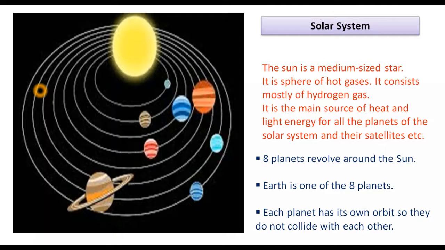All the planets except Mercury and Venus have natural satellites, moons, around them. We have eight planets, and in the order of increasing distance, they are Mercury, Venus, Earth, Mars, Jupiter, Saturn, Uranus, and Neptune. These are all orbiting around the Sun.